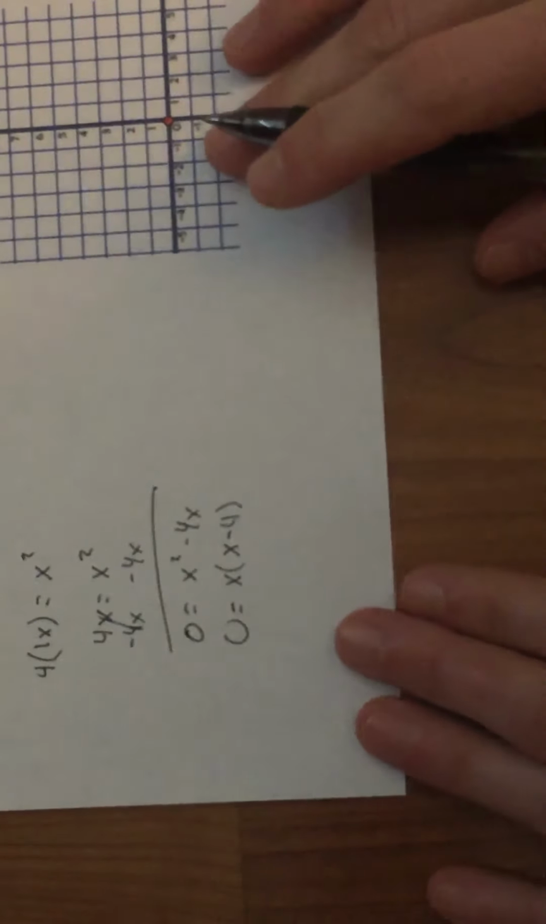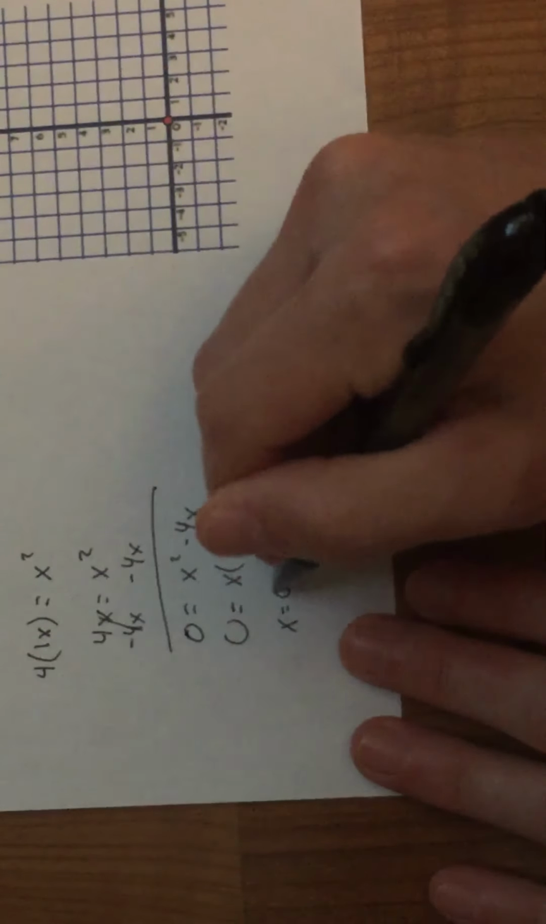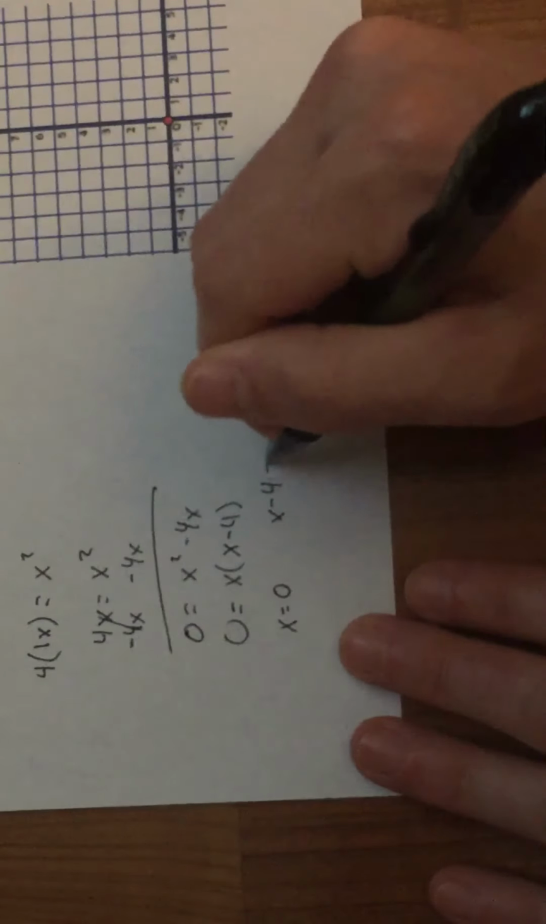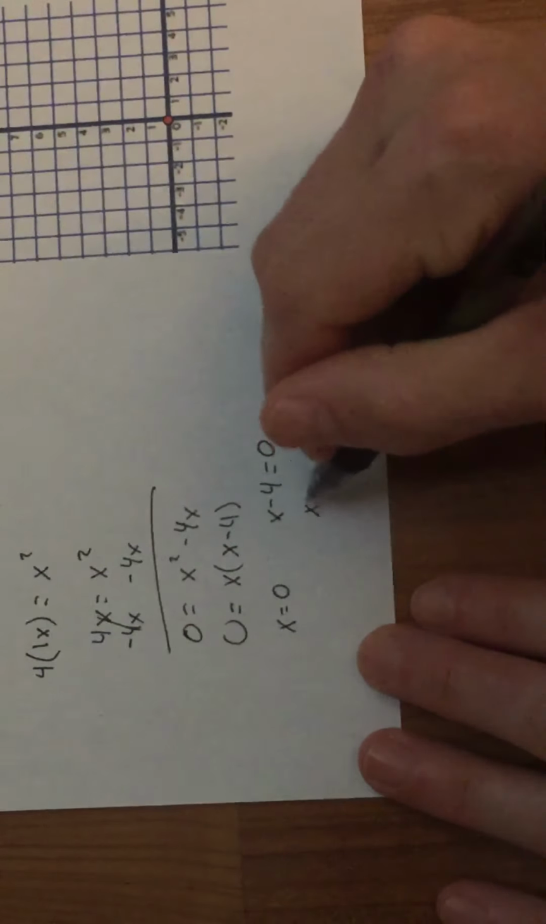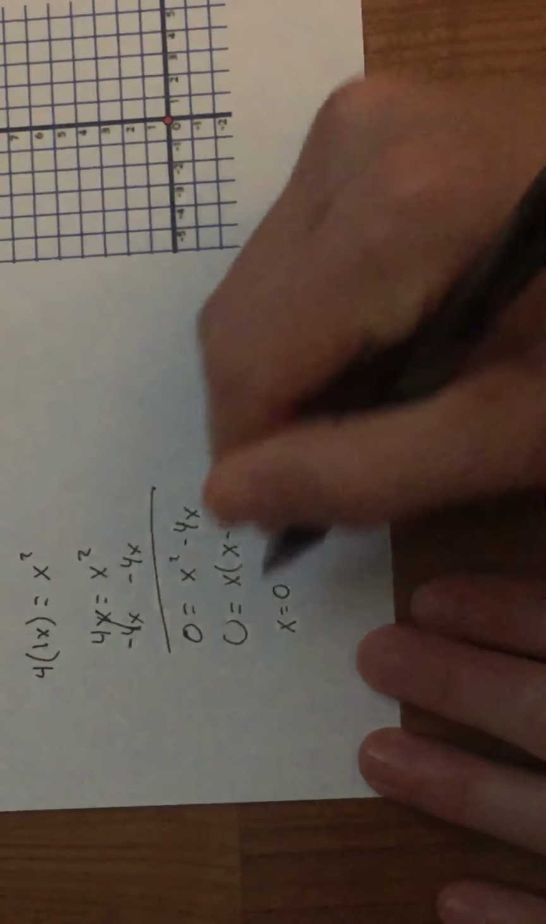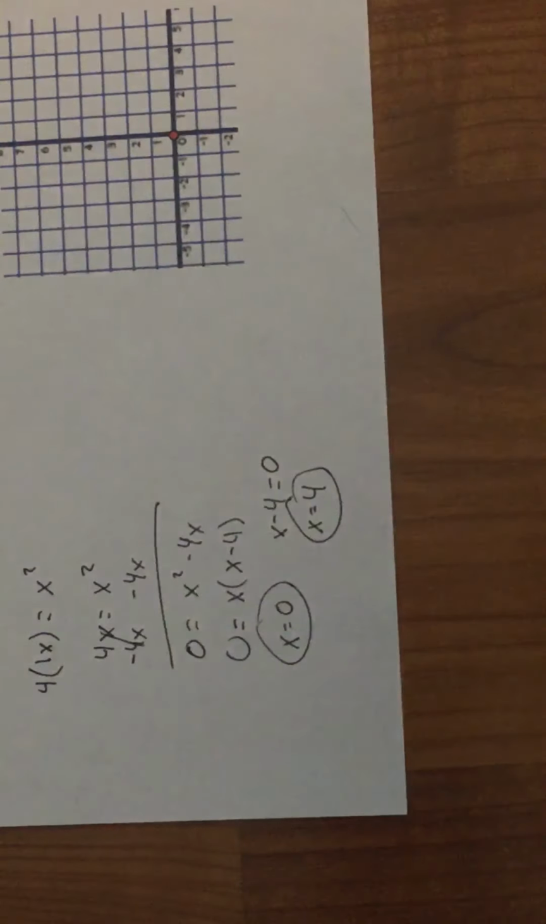Now we can apply the zero product property, meaning I can set both my factors equal to 0 and solve. Well, x equals 0 is already solved. If x minus 4 equals 0, x equals 4. Here are my two solutions. I have x equals 0 and x equals 4. There are 2 coordinates where this line will intersect the parabola.